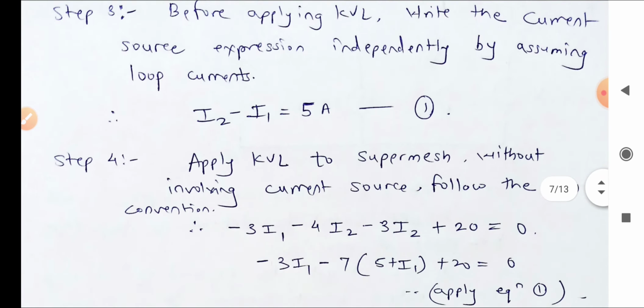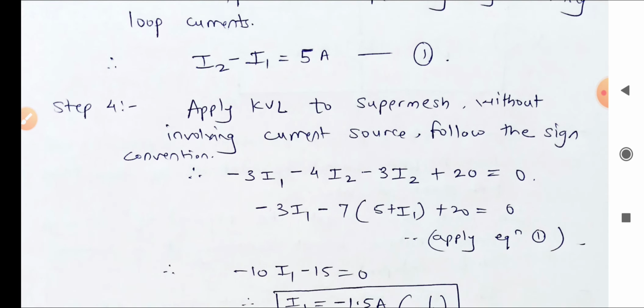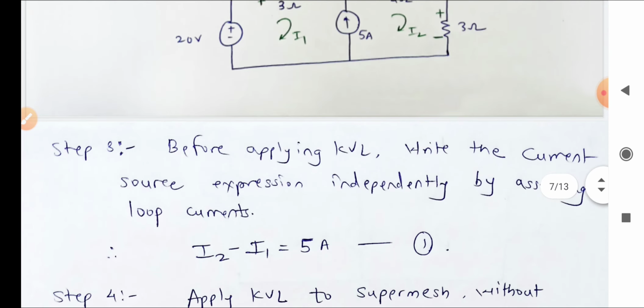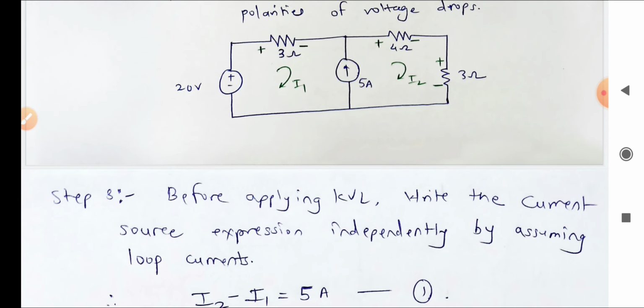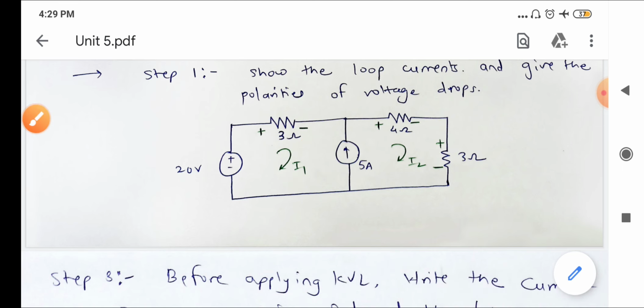So by applying KVL to this super mesh and following all the sign conventions, this is minus 3I1, this is a voltage drop. Next is minus 4I2, minus 3I2, plus 20 is equal to 0. See, only the outer loop is there: minus 3 into I1, next is minus 4 into I2, the next one is minus 3 into I2, and the last one is plus 20 is equal to 0. So this is our equation 2.